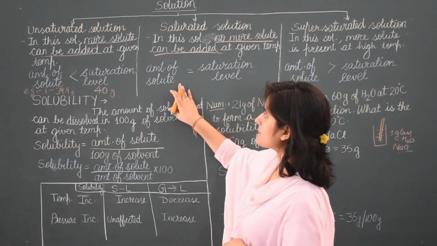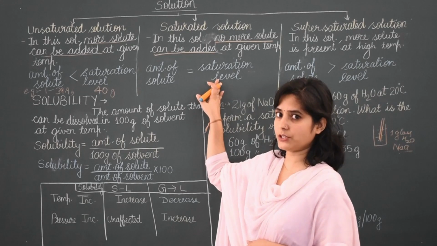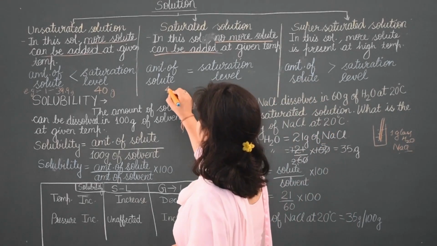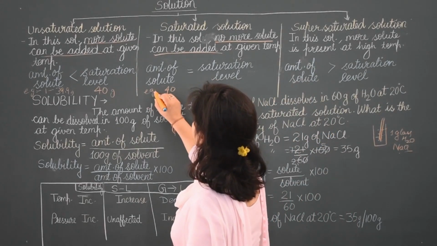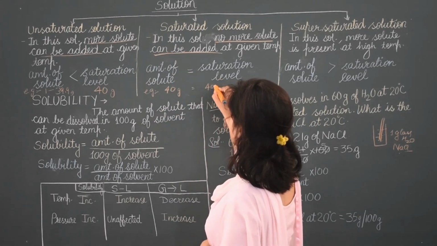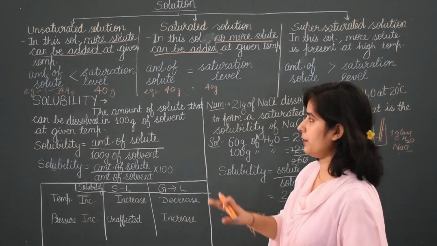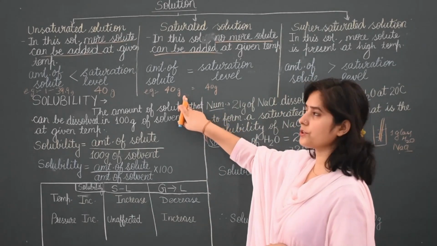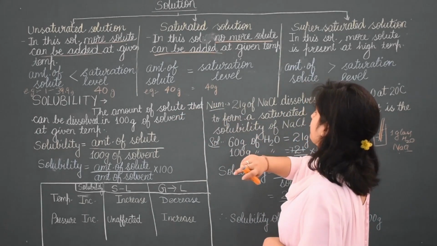At that time the amount of solute becomes equal to the saturation level. For example, the amount of solute is 40 gram and the saturation level is also 40 gram. It is equal, so no more salt can be added in it.